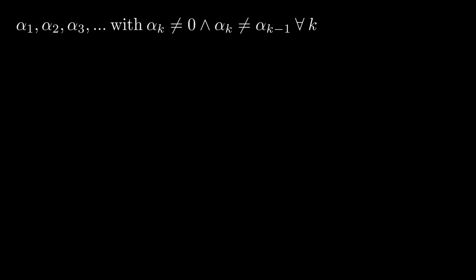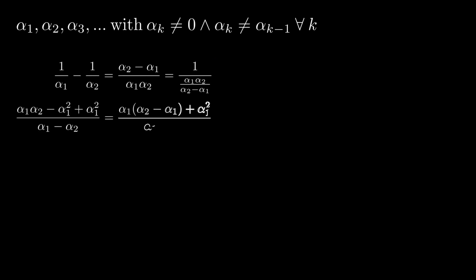This might seem a bit unrelated, but it's going to help us later. We are going to take a series made up of elements, each one different from the one before and each different from 0. We can consider the difference between the inverses of the first 2 elements, then we are going to take only the denominator from this last expression. I'm going to add and subtract a1 squared and group everything to simplify and get this.